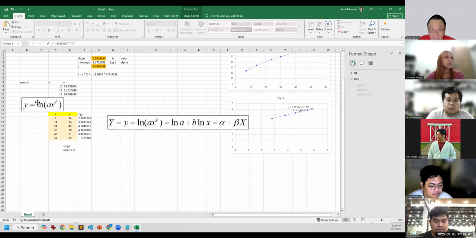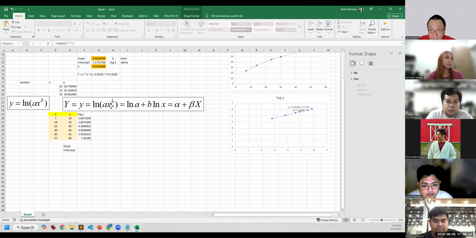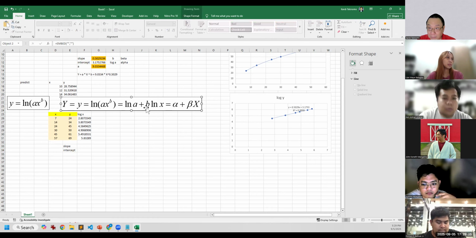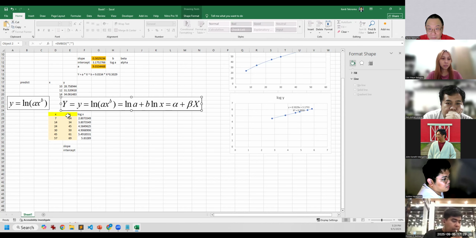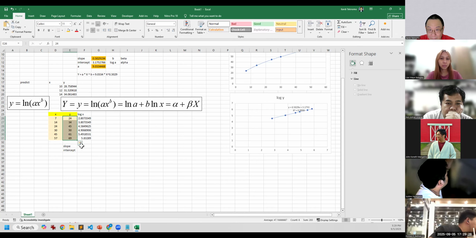Okay, so if you look at the model transformation here, only the ln x is transformed, the y still remains y. Can you see this? The transformation: only the x is ln x, but the y is not log y. So it's still the same y.